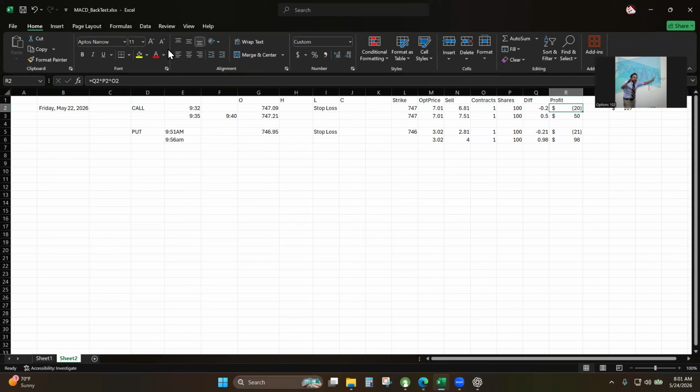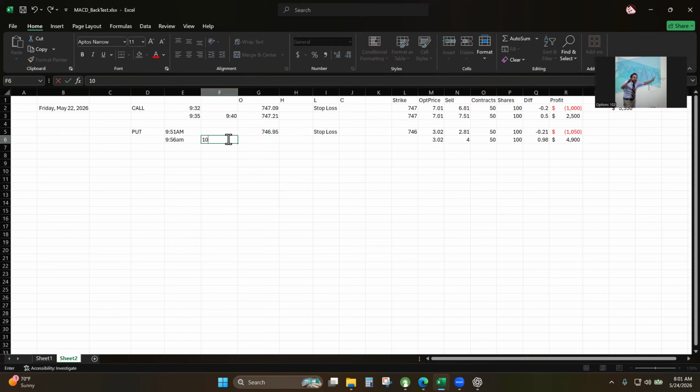Here's your first stop loss there. That's your second stop loss on that one. So you lost $20 and then you made 50. Then you lost $21, then you made $98. But that's just on one contract. If you can do 10 contracts, that's $1,000 for the day. If you can do 50, that's $5,300. And you only got 4 trades, and you're done.